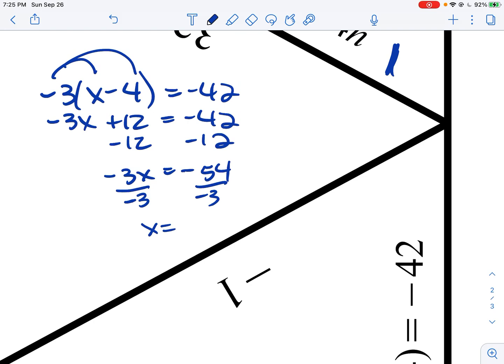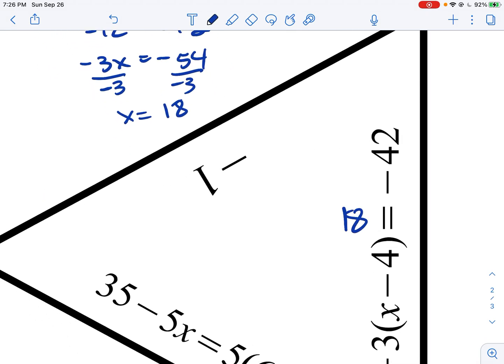Negative divided by a negative is a positive. And let's see, 54 divided by 3. 3 goes into 5 one time. I subtract, I get 24. 3 goes in 8 times. So 18 is my answer.